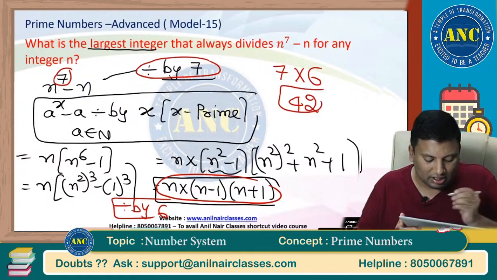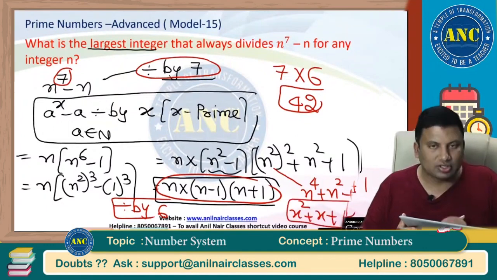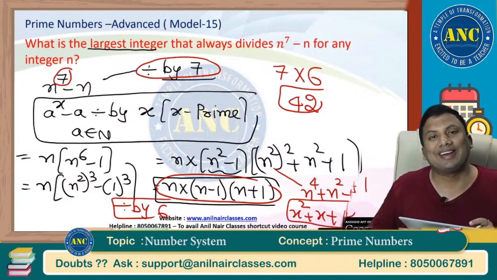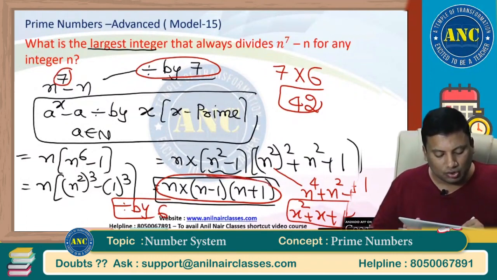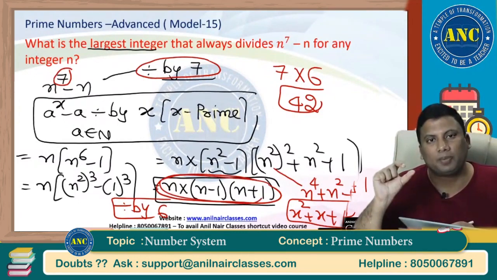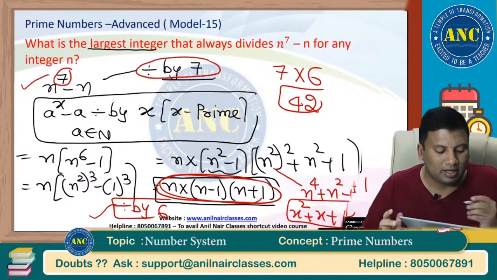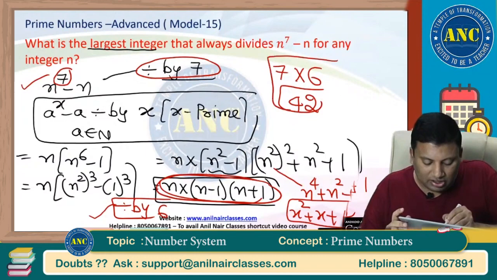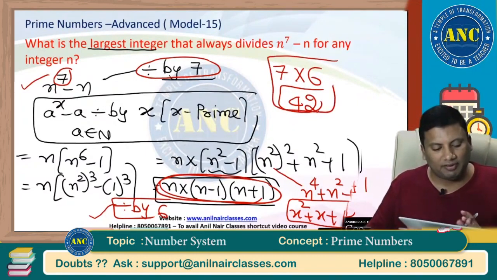The remaining is 42. The remaining factor is n^4 plus n^2 plus 1, which is like x^2 plus x plus 1. The discriminant is less than 0, so the roots are imaginary. So only this needs to be considered: n minus 1, n, n plus 1, 3 consecutive numbers, divisible by 6. This number is divisible by 7. So the answer should be divisible by 42.